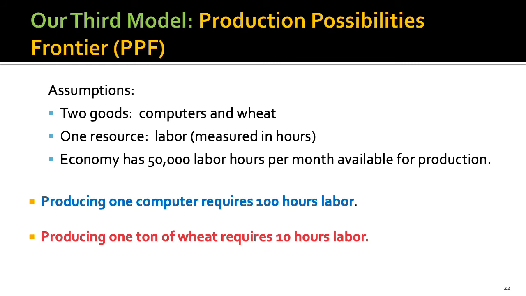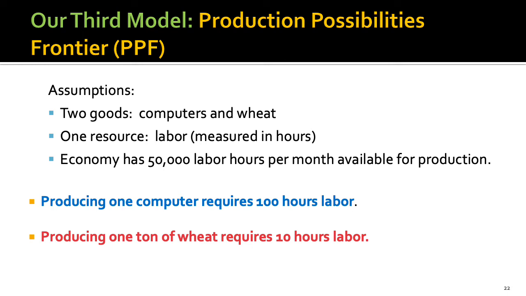Our third model, the production possibility frontier. Let's make a few assumptions. There are two goods, computers and wheat. There's one resource, labor hours. And let's say this is labor that is equally productive in producing computers and wheat, which of course is a huge assumption. Let's assume the economy has 50,000 labor hours available per month in order to produce computers and wheat.